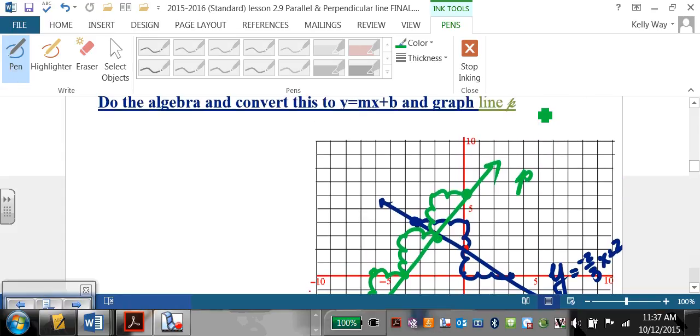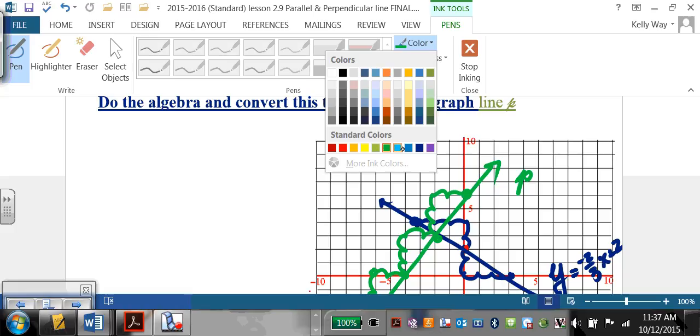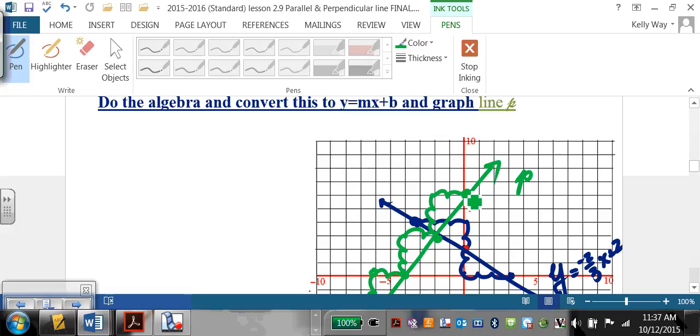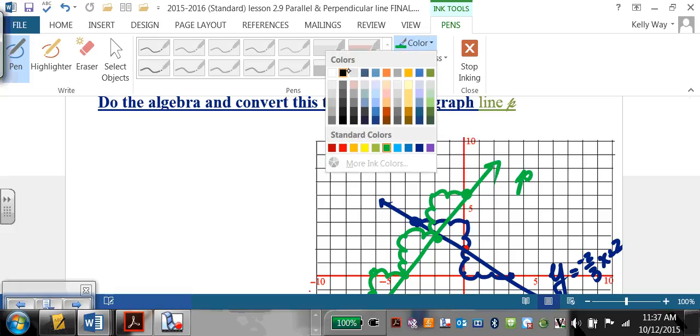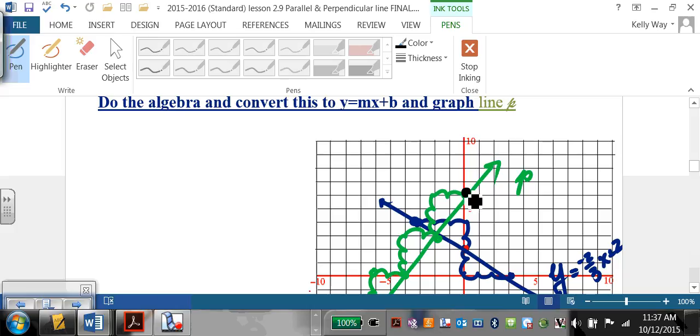Okay, to get the graph method, let's take a look here at what we have. You graph this really carefully. At what point does it cross the y-axis? What point is that? This point right there. That's a 6. Okay. So we have a 6. And our slope was positive 3 over 2.